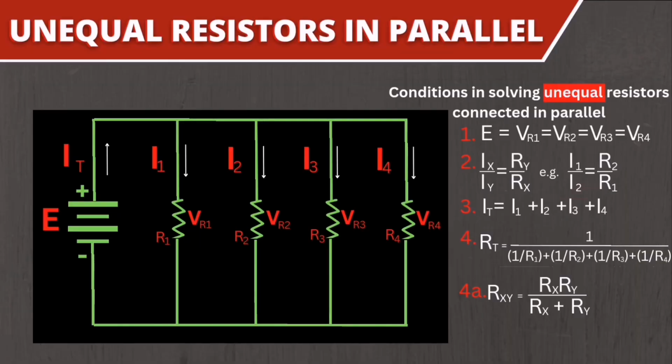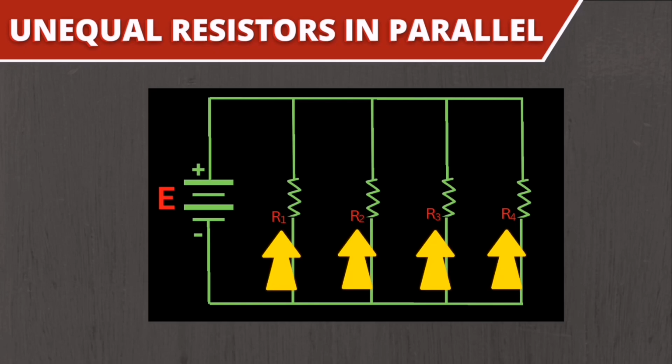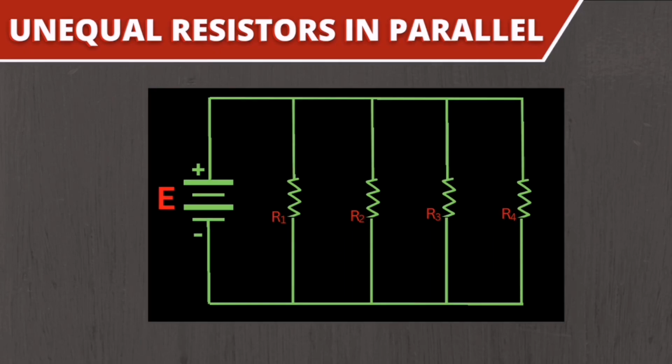Hi guys, for this next video we will talk about unequal resistors connected in parallel. Just like my last video about equal resistors connected in parallel, the difference is the value of resistance, which are not the same. When a number of unequal resistors are connected in parallel to a voltage source, the following conditions prevail. Okay, for number 1. The same voltage E is impressed across all resistors.